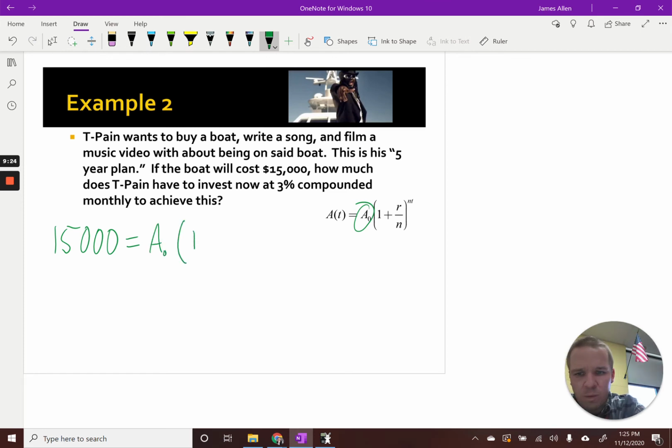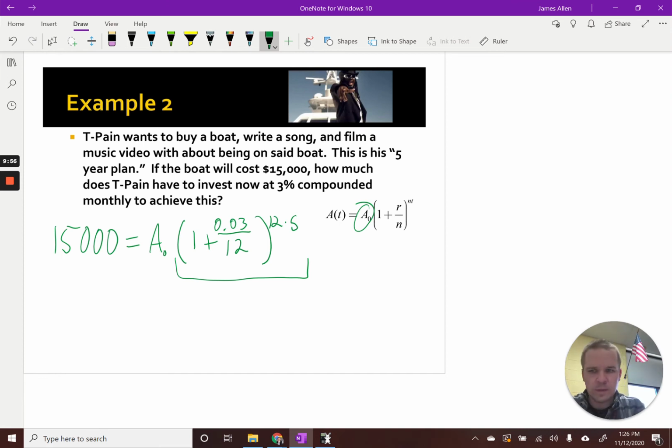Okay, and then 1 plus, I know my interest rate is 3%, which would be 0.03, divided by, and it's compounded monthly, so that's going to be a 12 right there, and then raised to the 12 times, this is 5 years he's planning out. So now I got to do some solving, right? Well, I mean, what could we do here? I noticed that all of this right here, these are just numbers here, right? Couldn't I just plug that into my calculator?